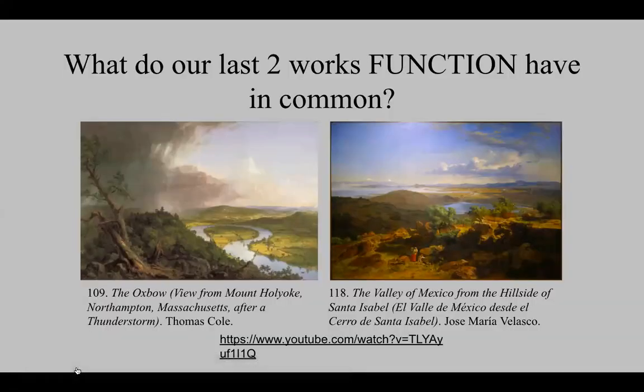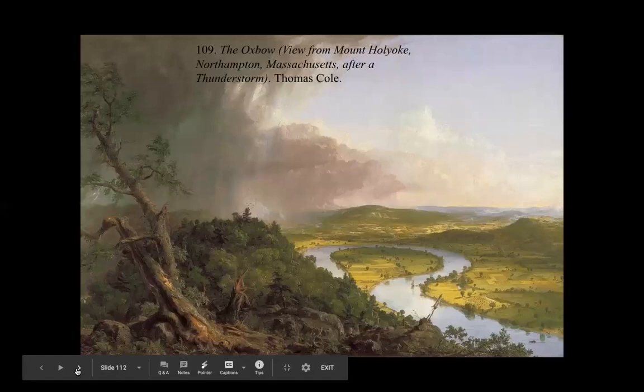Okay, so our last two works have a very similar function. We have the Oxbow by Thomas Cole, and we have the Valley of Mexico by Jose Maria Velasco. Focusing on what they have in common, notice the large skies, but also notice the landscape. These scenes are patriotic, so we use landscape to represent our patriotism. So our last two pieces are going to have that in common.